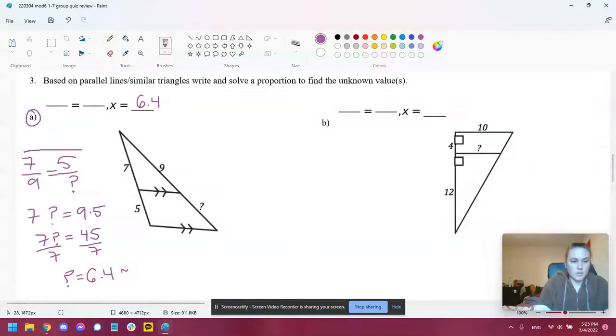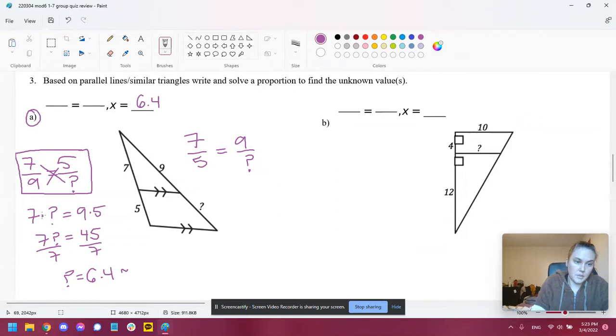So we could have done this proportion, which was left over right equals left over right. We could have also done left over left equals right over right, right? We could have also done 7 over 5 equals 9 over question mark. Will this get us the same answer? Of course. When we cross multiply here, we get 7 times question mark equals 9 times 5. When we cross multiply here, we also get 7 times question mark equals 9 times 5. So we should expect the same answer because we had the same equation.